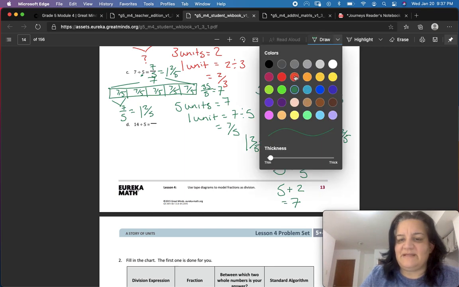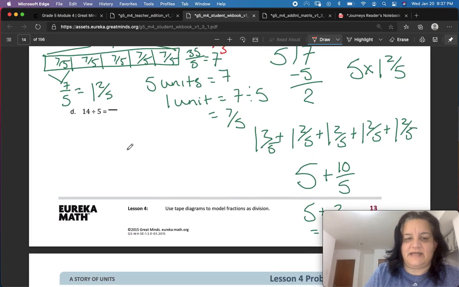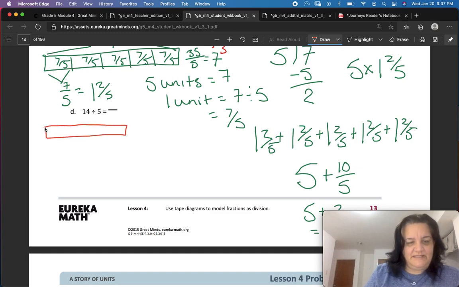Okay, D. Ooh, I'm running out of space now, aren't I? I was writing too big. I have to write a little bit smaller or make my screen a little bit bigger. Let's try that. 14 divided by 5. Okay, there's 14. And I'm going to divide it into 5 chunks because it's 14 divided by 5. So 1, 2, 3, 4, 5. So each of these, what would it make equal?